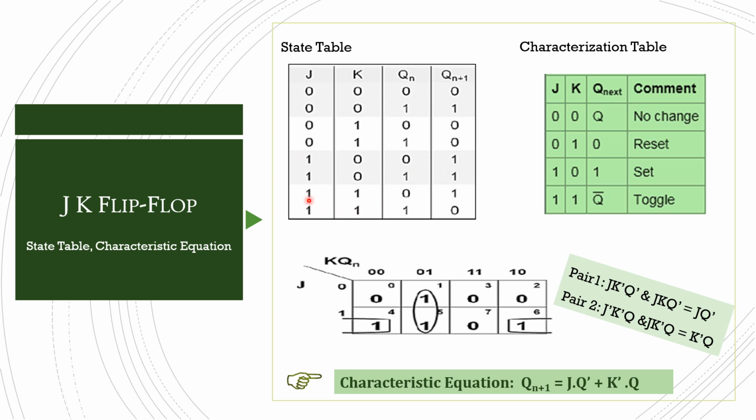Fine. If it is in the 1-1 condition, then the flip-flop should toggle its previous state. If the previous state is 0, it should toggle to the 1 state. If previously it is in the 1 state, it should toggle to the 0 state.